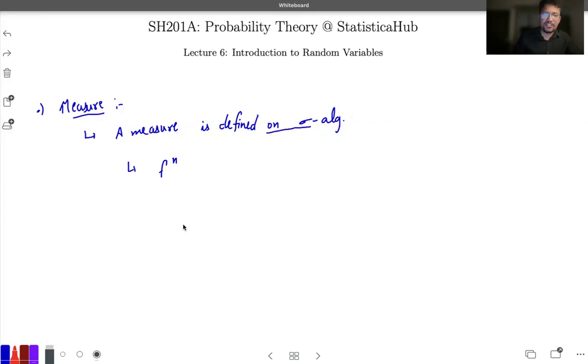Let's say the measure is some mu. So if mu is my measure, mu is defined on F, the sigma algebra, that is the domain, and it takes values in 0 to infinity. So that's how a measure is defined. Again, you can define any function, but there must be some particular properties that a measure must satisfy.